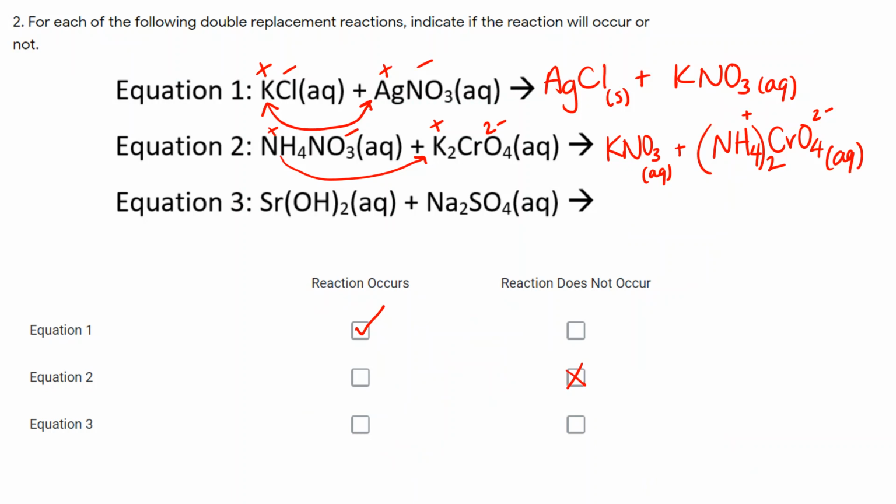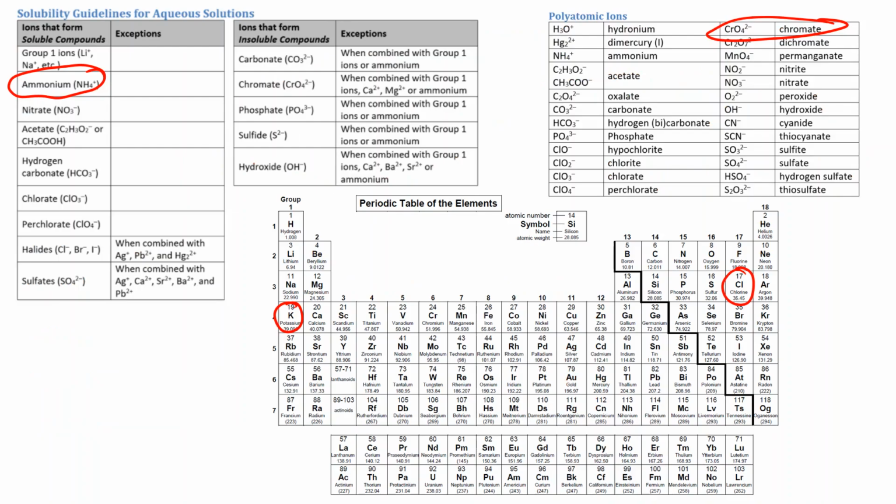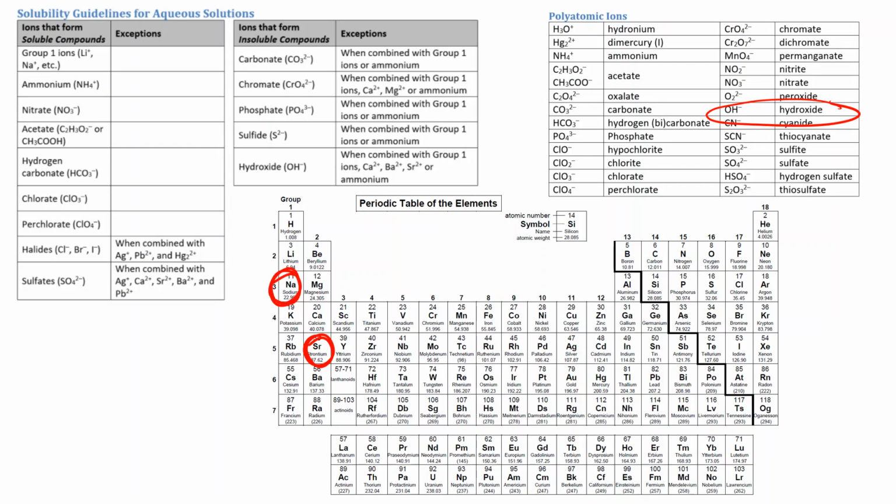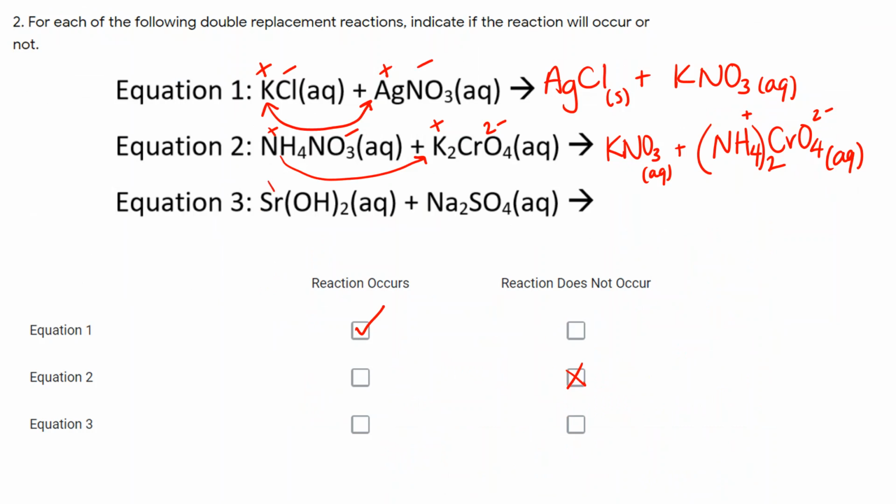Okay, next up we have strontium. Strontium is going to form a +2 charge. We also have the polyatomic ion hydroxide. And then we have sodium and sulfate. So here's sodium +1 charge, sulfate SO4 -2 charge. So I'm going to switch the strontium and the sodium. So I'm going to form sodium hydroxide here, and that's +1 and -1, so that works. And I'm also going to form Sr, remember that's 2+, and sulfate is SO4 -2.